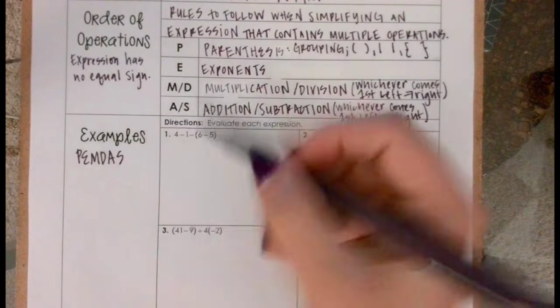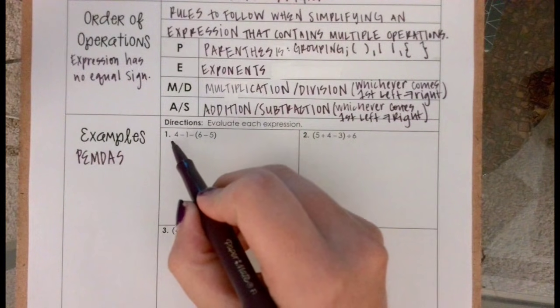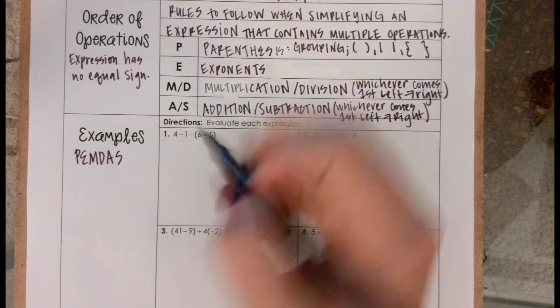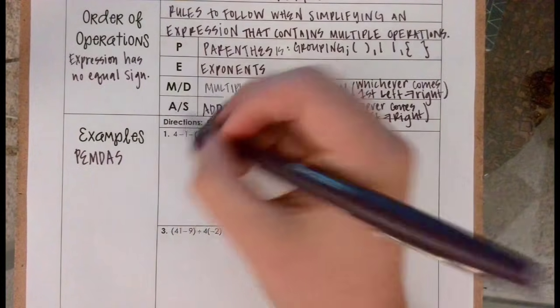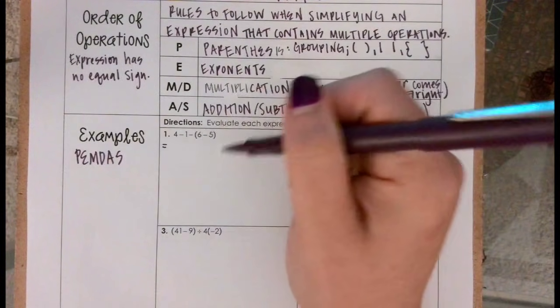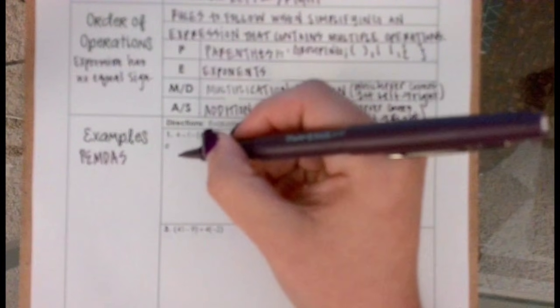So parentheses first. I need to look from left to right. So left to right, do I see any parentheses? Yes, I do. Your work needs to look exactly like my work. If you're not showing every step that I'm showing, you're not going to get credit for your notes. We're only going to show one operation per step. That's why the boxes are so big.